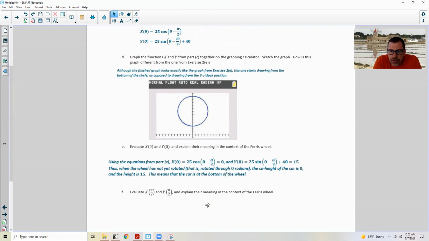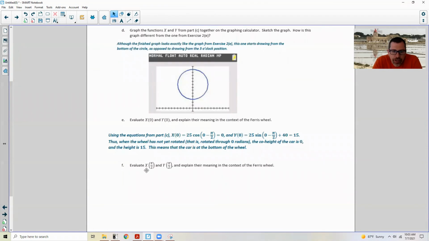And the sine of negative pi over 2 is, so 25 times, no, it's negative 1. It's down 1, I'm sorry. Negative 1. So 25 times negative 1 is negative 25 plus 40 is 15. Thus, when the wheel has not yet rotated, that is, rotated through 0 radians, the co-height of the car is 0 and the height is 15. This means that the car is at the bottom of the wheel.